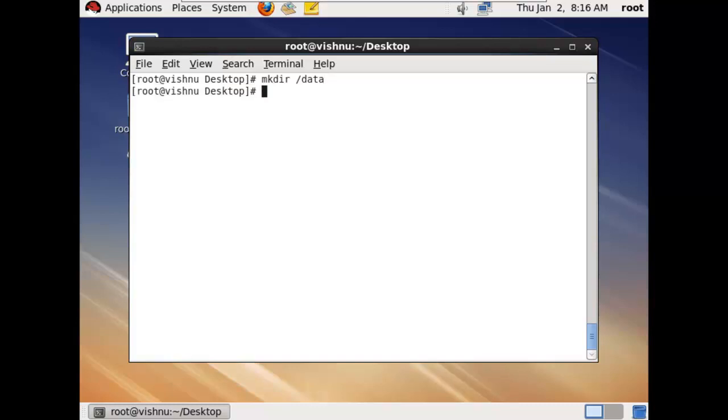So guys, your data name folder has been created. Now guys, we already know that we have already created the SDB2 named volume, which is of size 5 GB. So now we will format the SDB2 named volume with the help of the command given below, that is mkfs.ext3 -L and the name of the folder on which we are going to mount this volume.